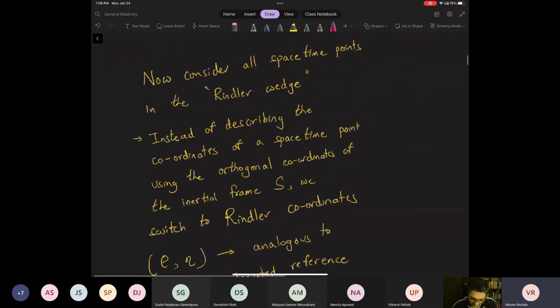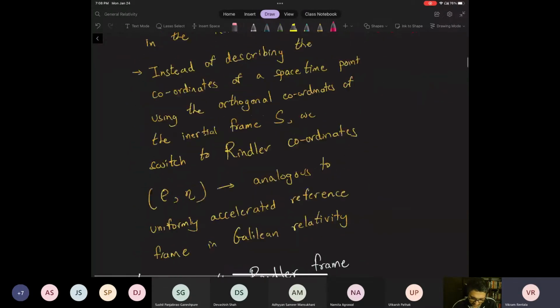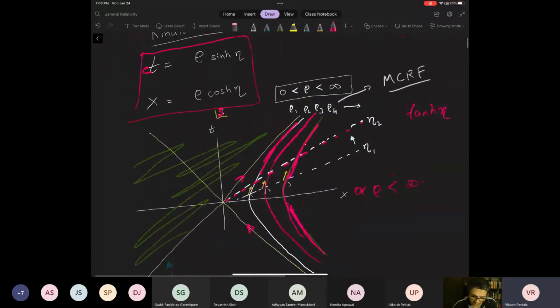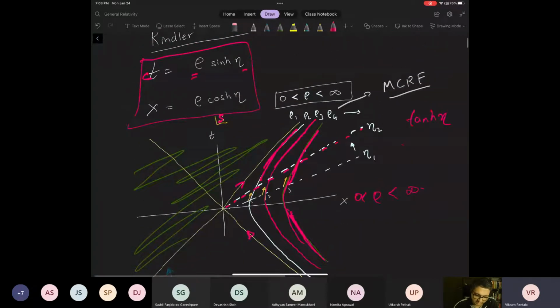Okay, so we saw a couple of properties about the Rindler observer. The important point was that we use rho and eta. Okay, instead of talking about the coordinates of this inertial frame S, we can switch to the coordinates of the Rindler observers, that is rho and eta. And since the Rindler observers maintain a fixed distance, if two observers are at rho 1 and rho 2, the distance between them is rho 1 minus rho 2, and that remains fixed through their motion.